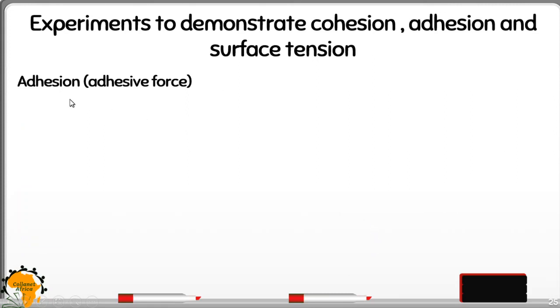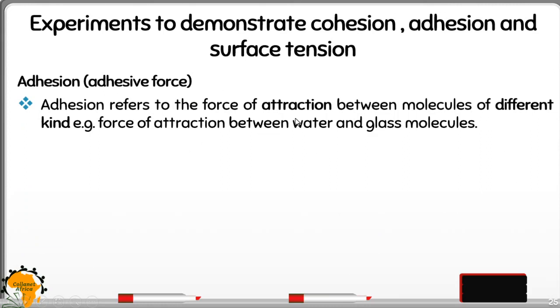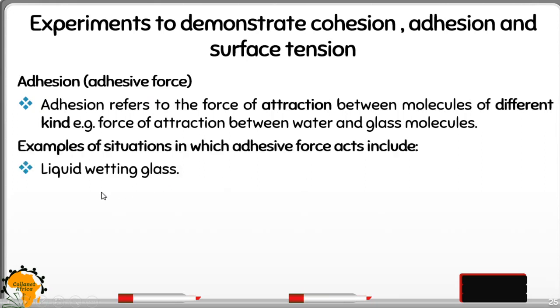Then we move to adhesion, or what we call adhesive force, and this refers to force of attraction between molecules of different kind. In this case, we can talk of a molecule of water and glass, or a molecule of mercury and glass. Molecules of different kind. This is what we call adhesive force. Then we have examples where we have adhesive force.